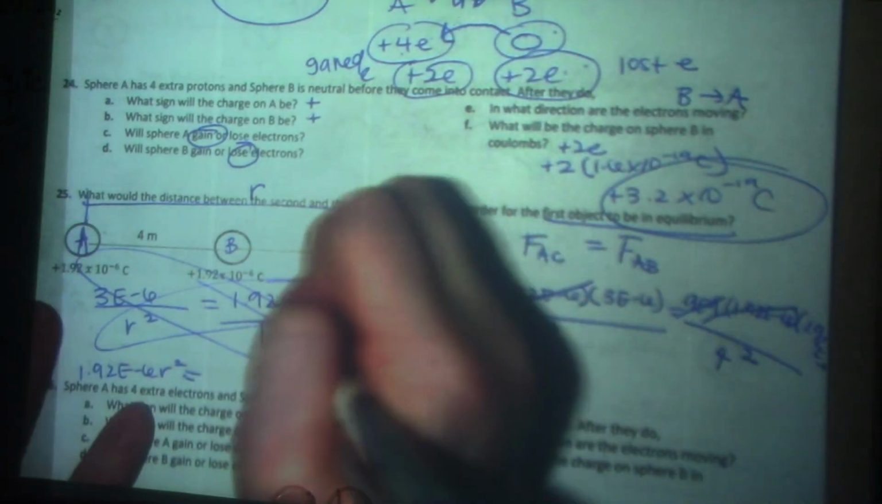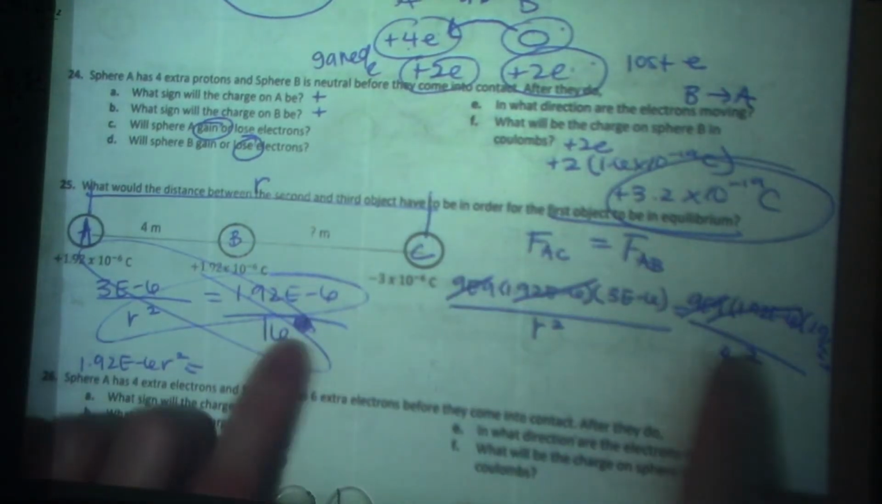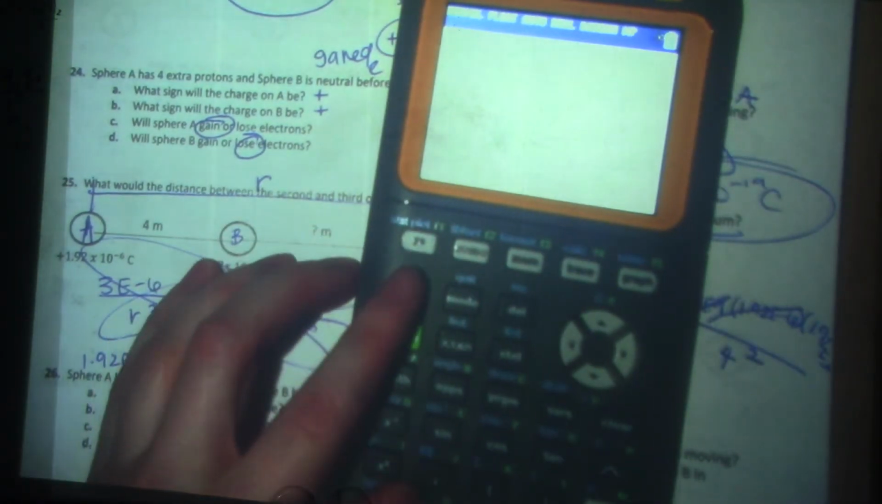You've got the... I wrote 16 squared, but I already took care of it, so ignore the squared. That was 4 squared, which is 16. My bad. So you have 3E negative 6 times the 16. That's going to give us 4.8E negative 5.